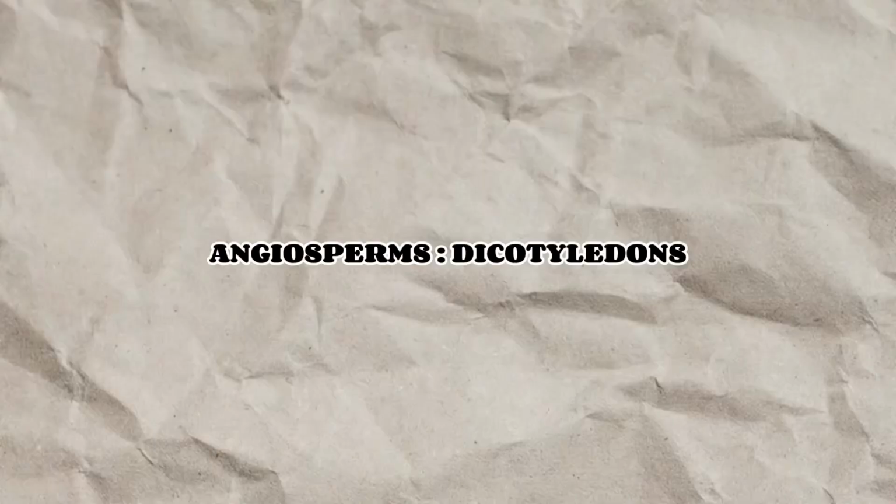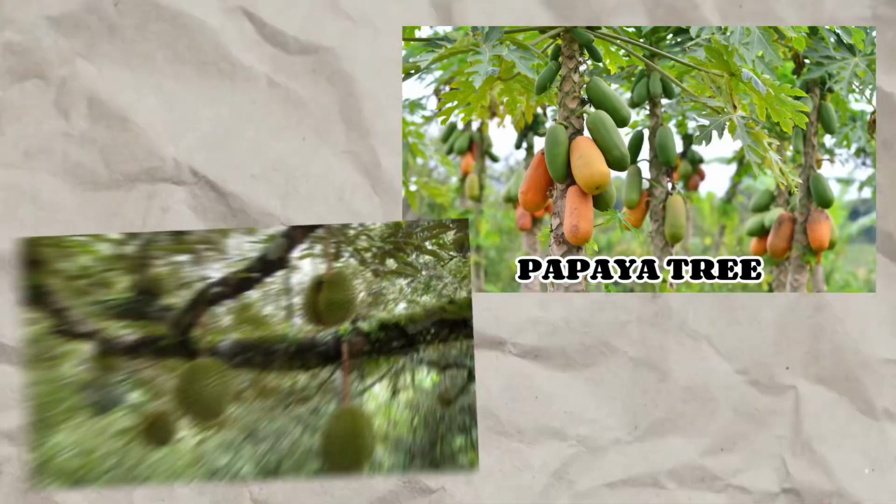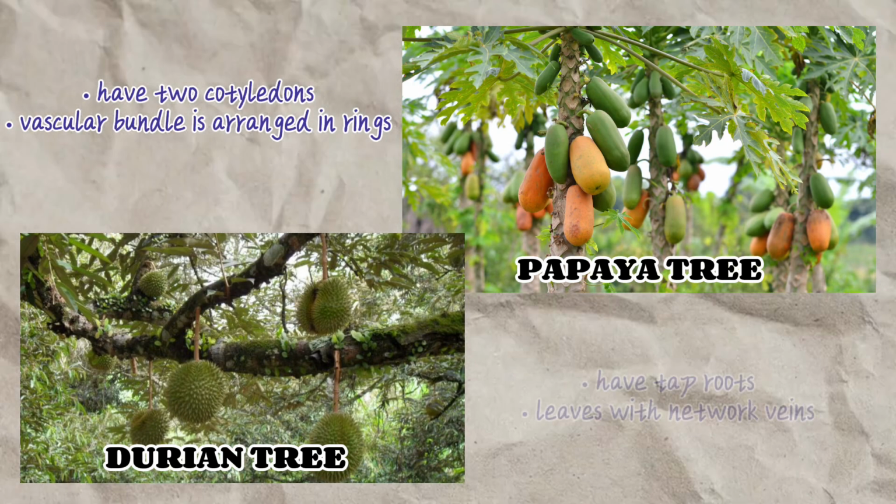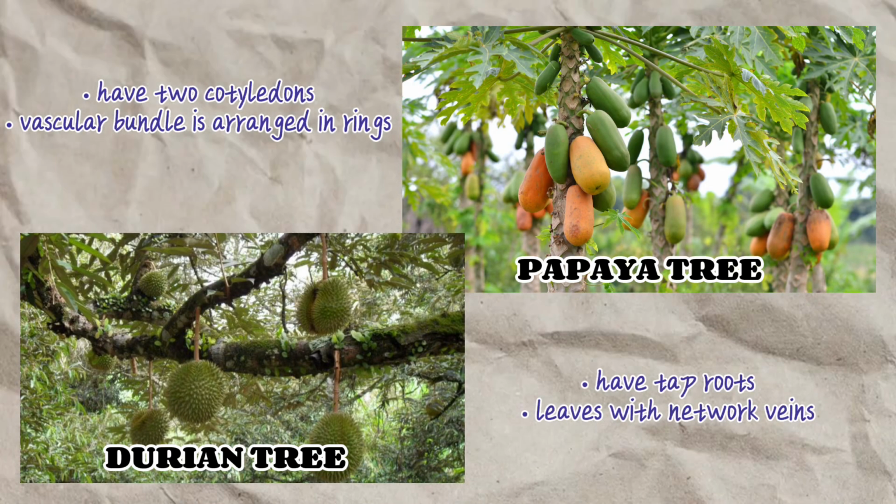Next, for dicotyledons, we have papaya tree and durian tree. They have two cotyledons, vascular bundle is arranged in rings, they have taproots and leaves with network veins.